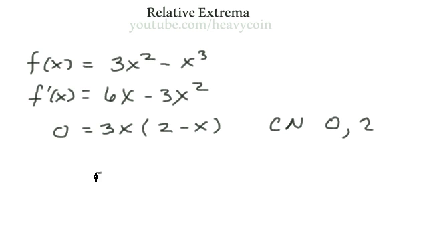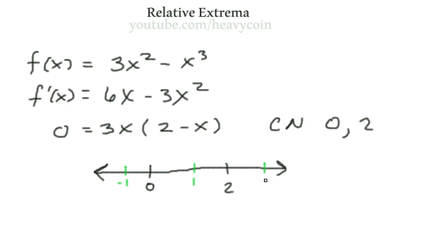So the next thing we want to do here is draw a horizontal line. I'm going to plot my critical numbers. I'm going to put 0 here, and then I'm going to put 2 here. And then the next order of business, we got some test points. Negative 1 is a test point, and 1 is another test point, and we got to pick another one out here, and we're going to pick 3.